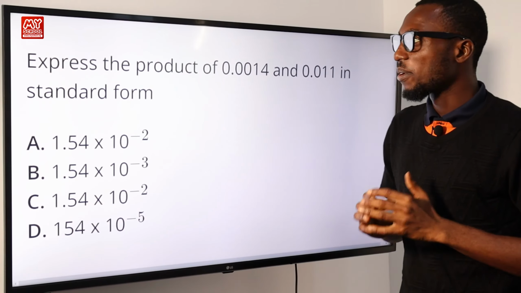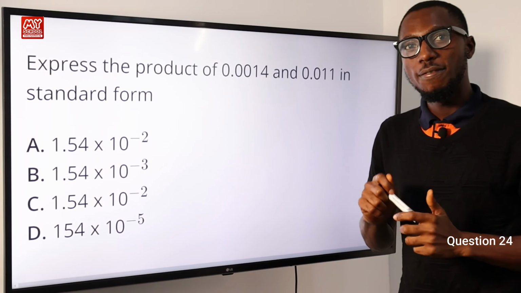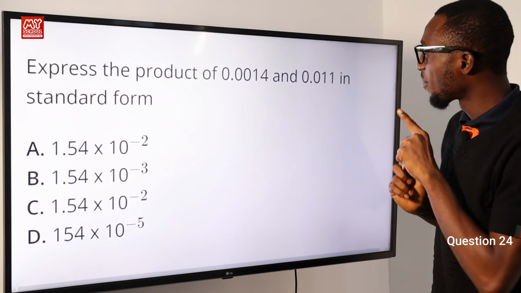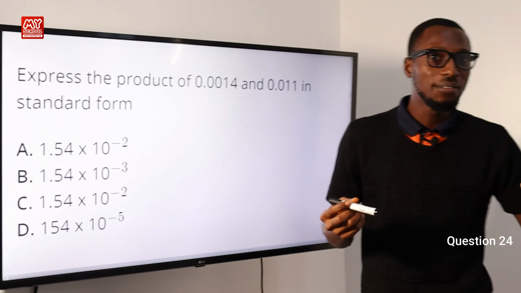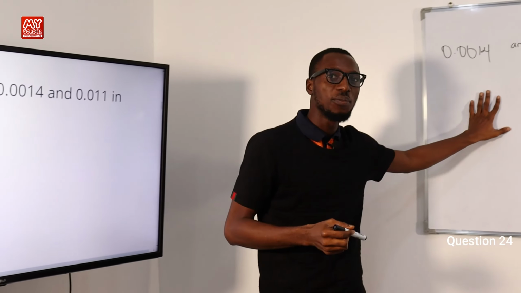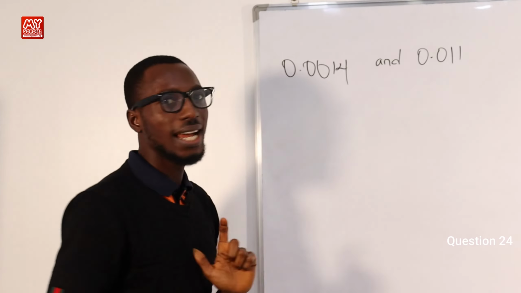So we're on to number 24. Express the product of 0.0014 and 0.011 in standard form. Okay, so the first thing we just have to do is to replicate the question on the whiteboard here. So we are asked to find solutions to this using standard form.